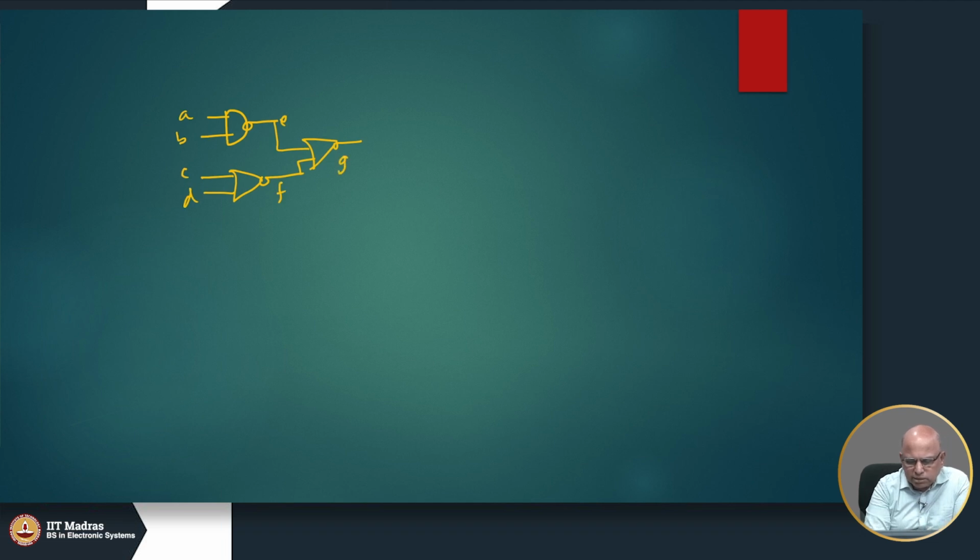Okay. Let us take this circuit. The good circuit's output is AB whole bar plus C plus D whole bar. So, AB whole bar is available here, C plus D whole bar is available here, and G is the NOR of these two.